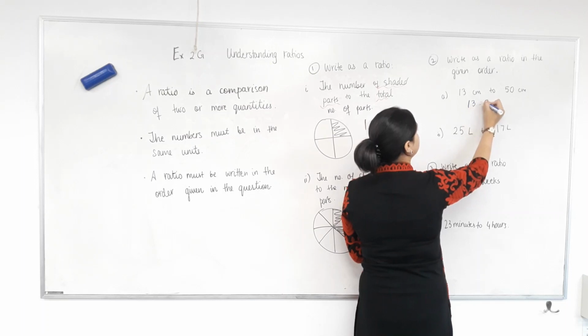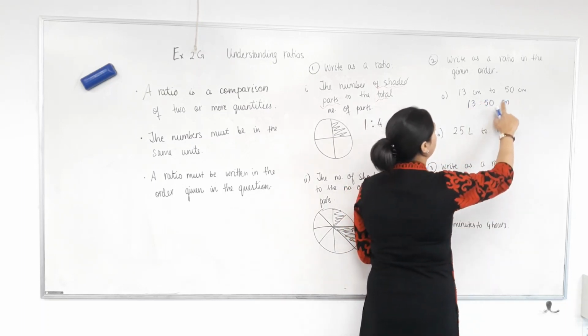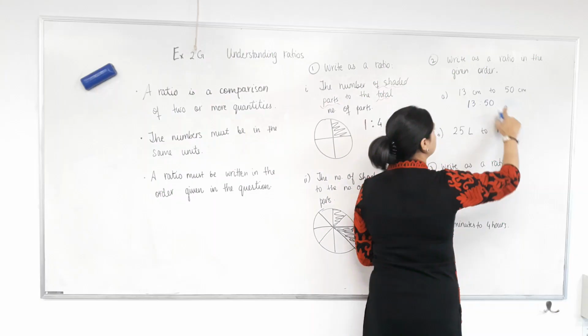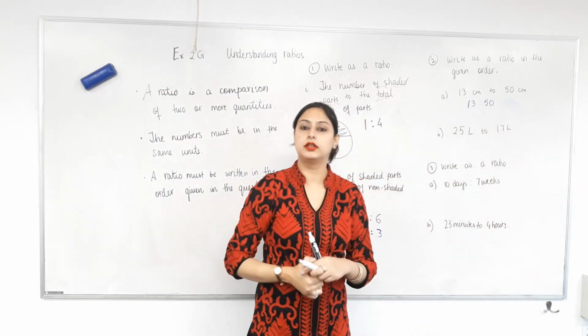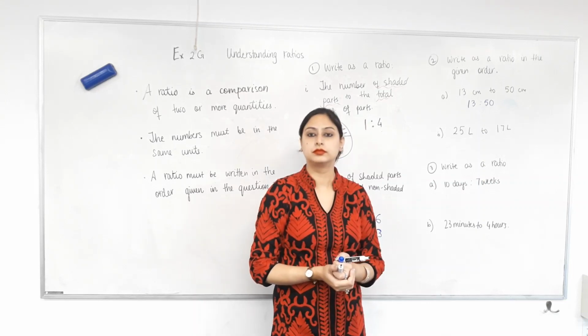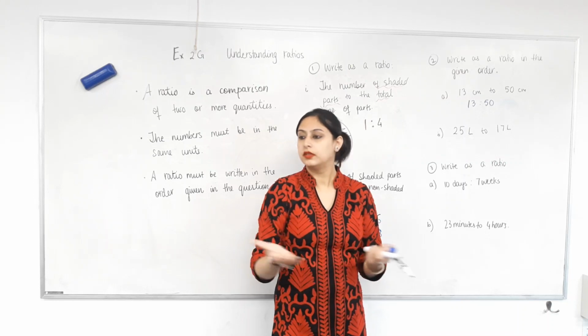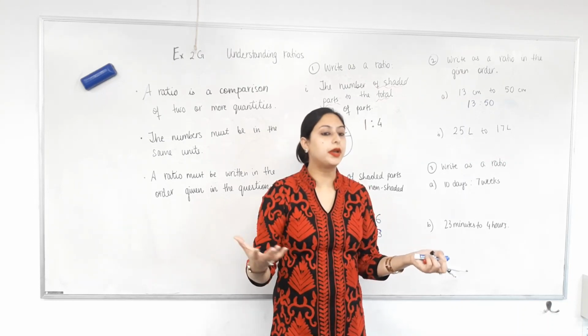13 to 50. Now, do I write centimeter here? No, a ratio does not have a unit. Can you tell me why? Why doesn't a ratio have a unit? Is it because they're comparing the same 2 units? Exactly, because we're comparing the same 2 units.